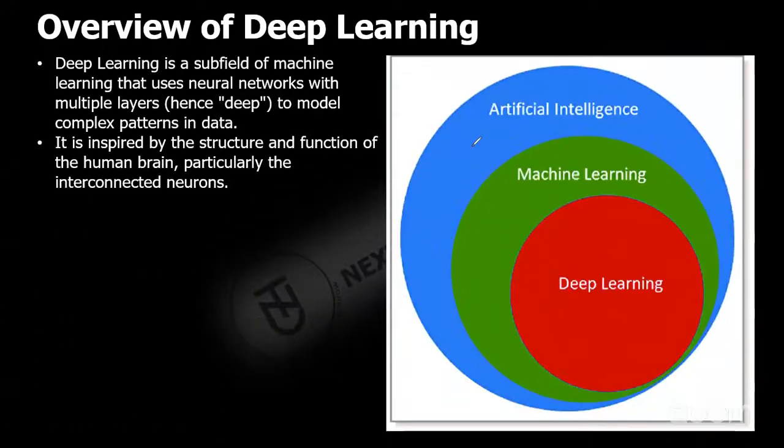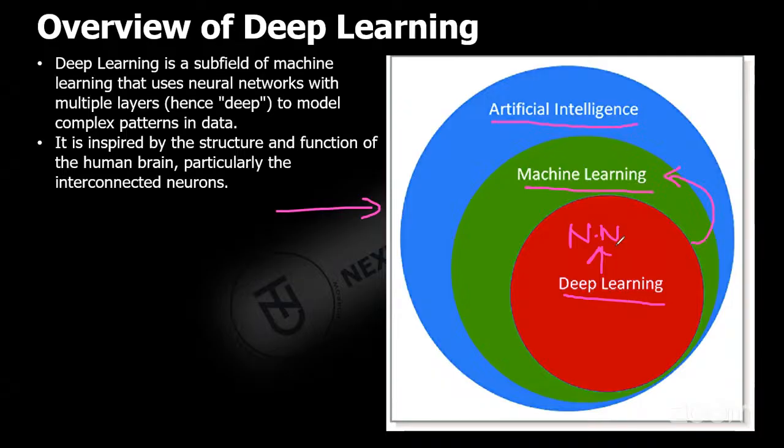Probably you might have observed this Venn diagram. In order to understand artificial intelligence, machine learning, deep learning, you might have observed this Venn diagram, right? So machine learning is a subset of artificial intelligence, and deep learning is a subset of machine learning. It is a subfield of machine learning which uses the concept of neural networks. In deep learning, we use neural networks.